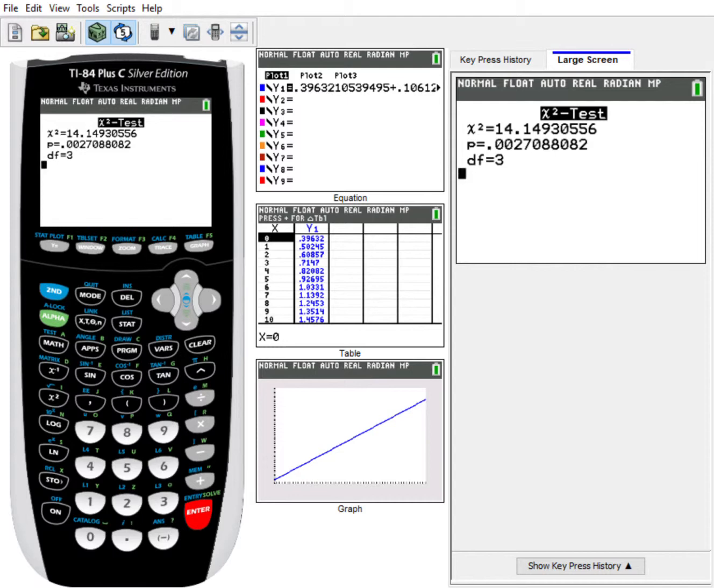The degree of freedom is 3. It's that 2 minus 1 on the rows and 4 minus 1 on the columns multiplied together.